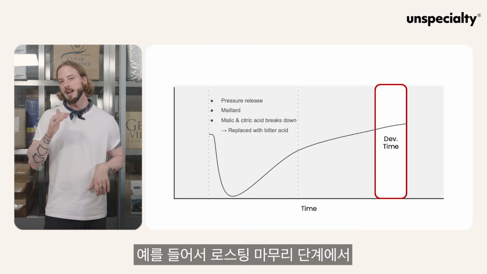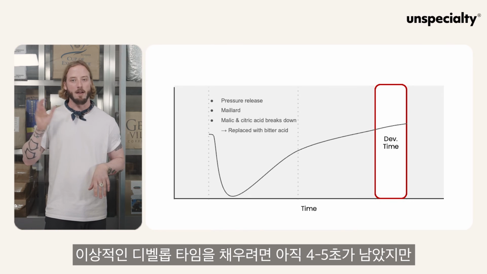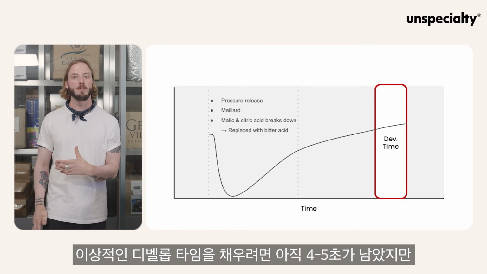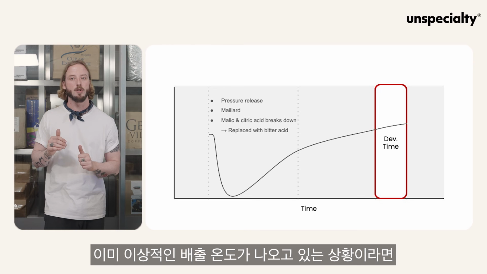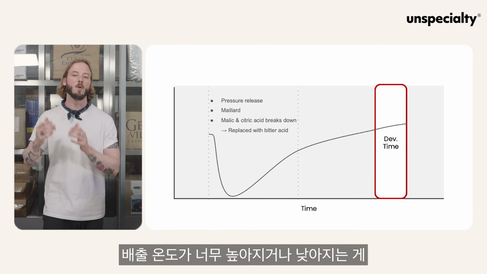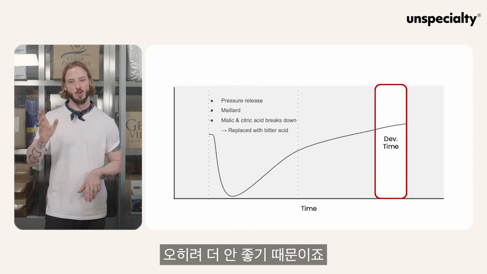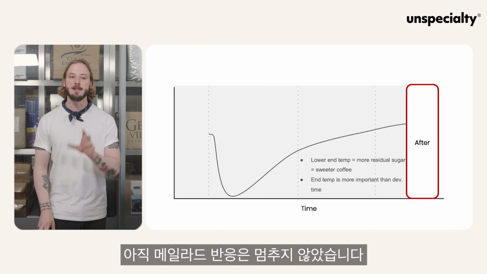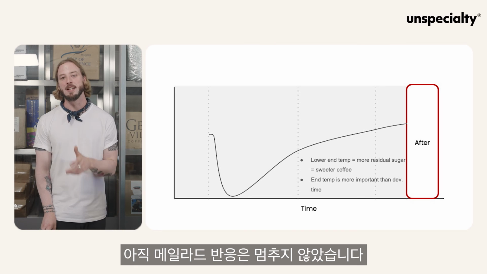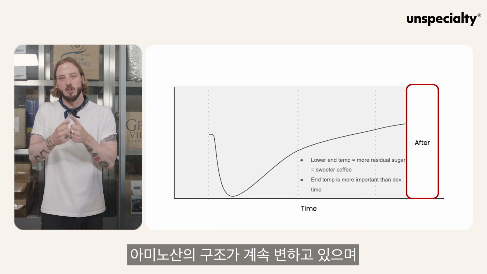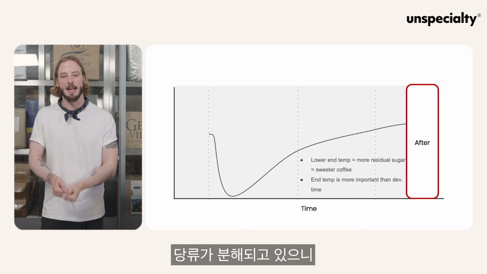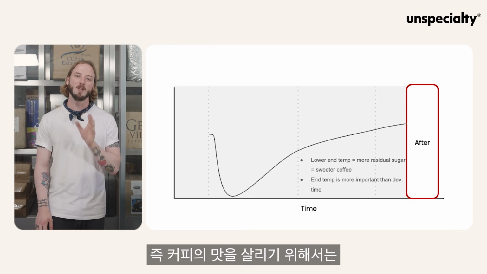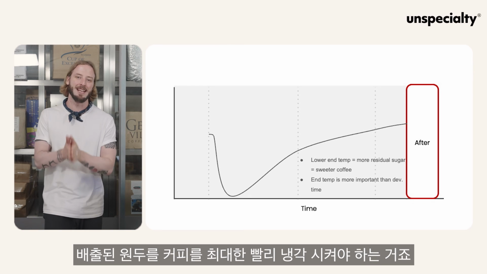Basically, if you're coming up to the end of the roast, and you see that I have 4 or 5 seconds left to hit that perfect development time based on my reference, but I'm already coming up to my end temperature, you want to release that because you don't want to risk the end temp being too high or too low. Now, when you release that coffee, it's coming out into the cooling tray. Keep in mind that the Maillard reaction is still happening. Amino acids are still changing, sugars are still being broken down. So you want to stop that as soon as possible. Basically cool the coffee as soon as possible, and it's going to taste a lot better.